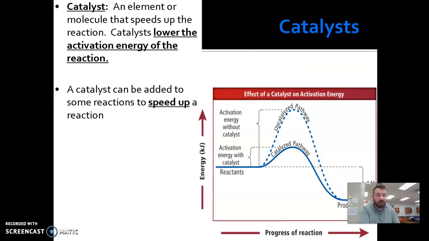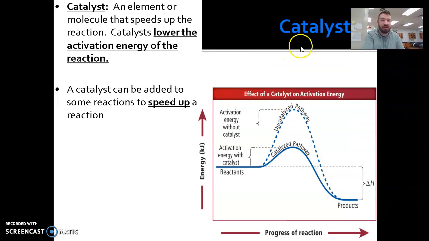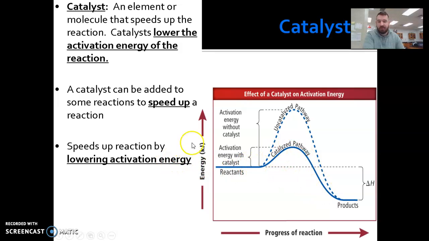And in the world of pharmaceuticals, this is a big deal because the faster you can make new products, the more money you can make and the more people you can help. So a catalyst can be added to speed up our reaction. Without a catalyst, you might need a whole bunch of activation energy, but with a catalyst, you need much less. And it speeds us up by lowering that activation energy, like I was just telling you.